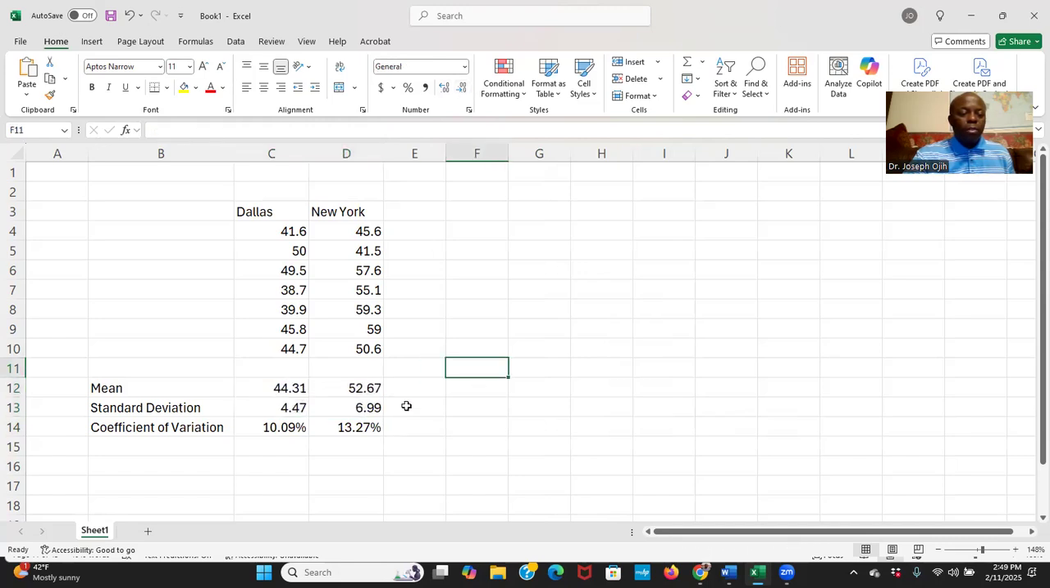Okay. So this is the coefficient of variation. You can see that New York data varies more than the Dallas data. It varies more than that. So there's more variation in the annual income of accountants in New York City than in Dallas. Does anybody have a question on this?